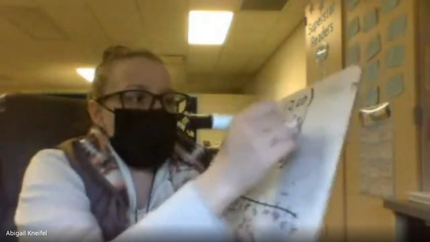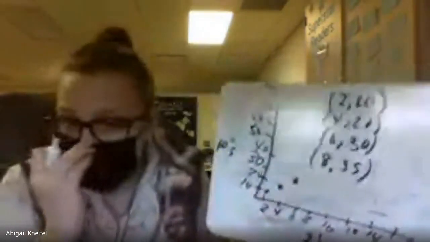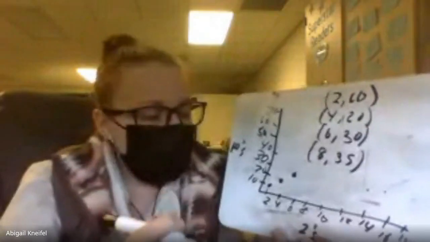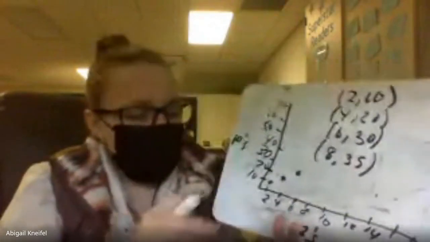Now, what if I had 8, 35? Can anyone tell me what I would do if I had 8, 35? Now, I know not every single one of my lines is drawn in because then it would just get more confusing. Does anyone know what it would be if I had 8, 35? What I would do here? Blake, do you know 8, 35? What would I do?